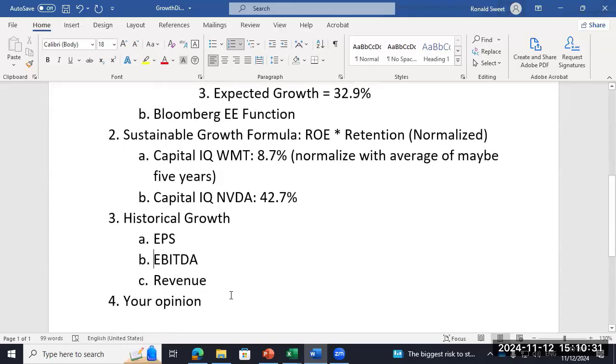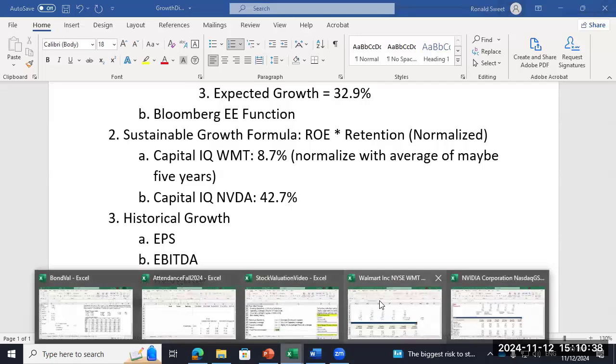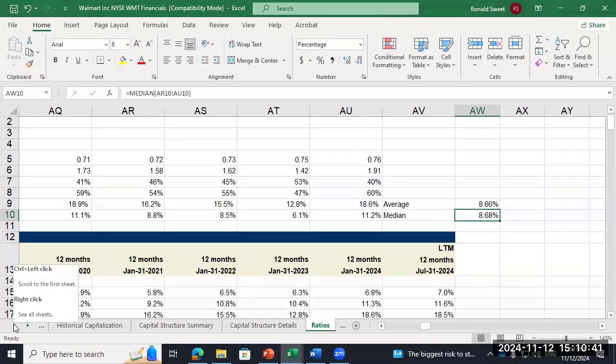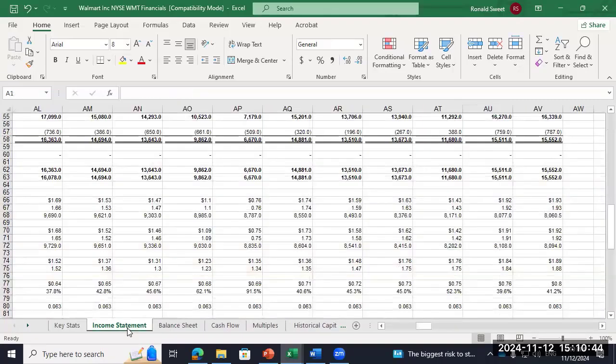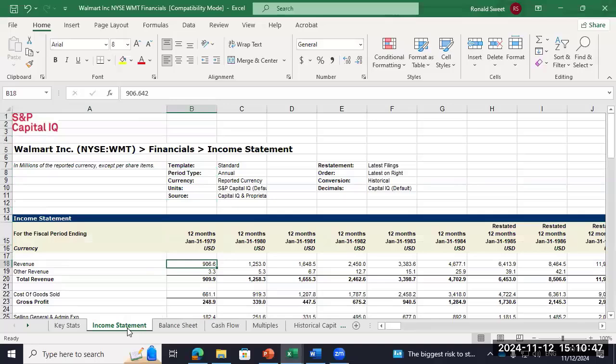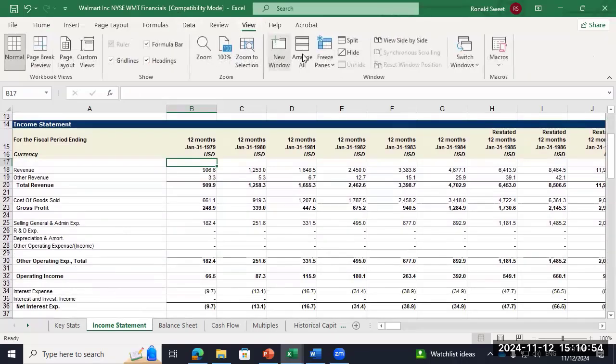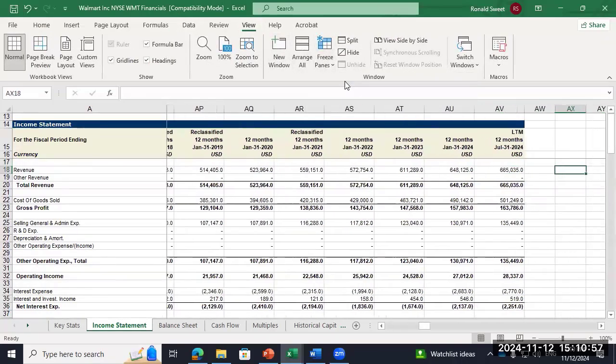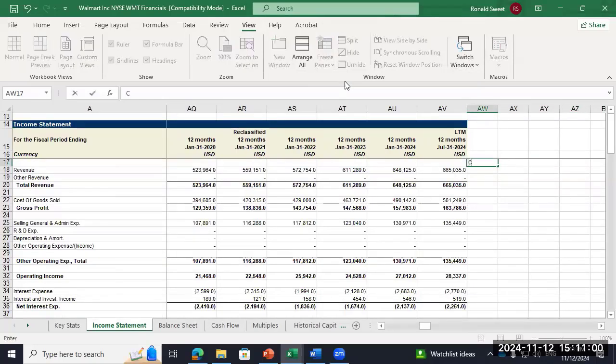We look at the third approach, which is just look at history. And so what does history say? So we go back to Walmart. We're going to go back to their income statement. I want to look at a couple of things here. I'm going to look at some CAGRs. I'm going to look at a 3-year, 5-year, and 10-year.